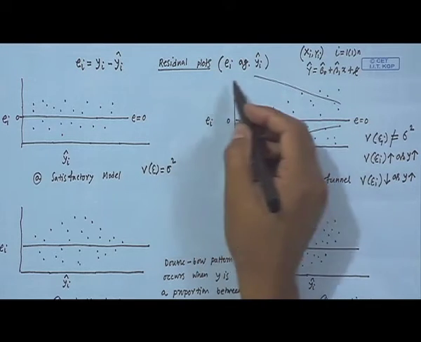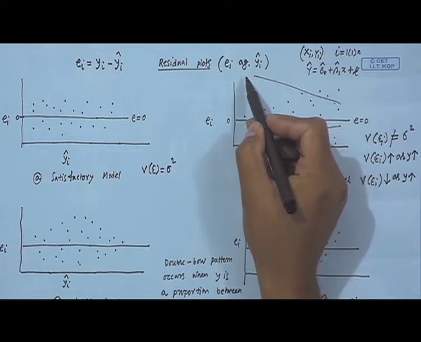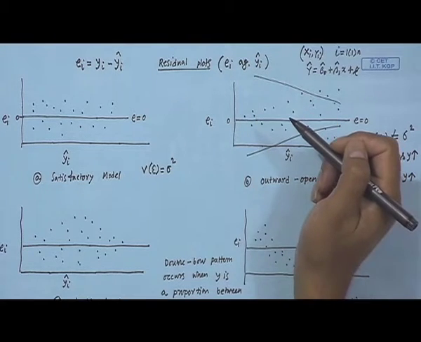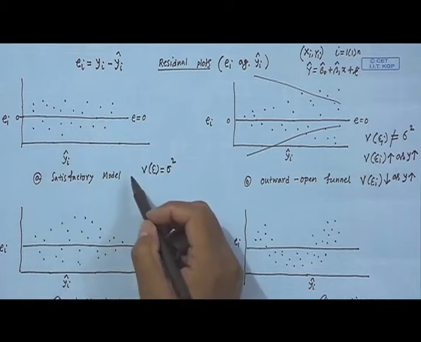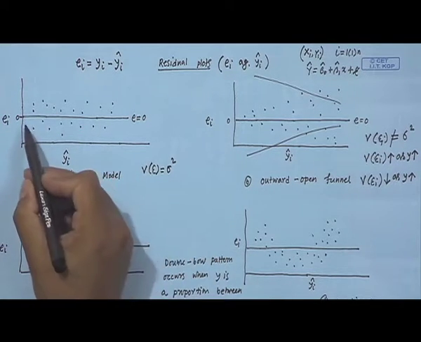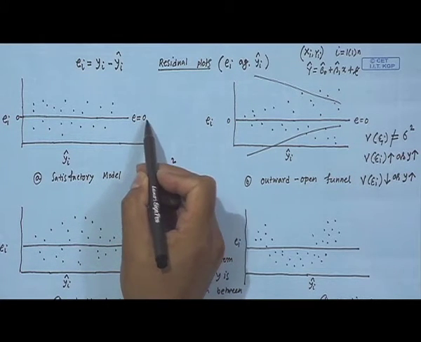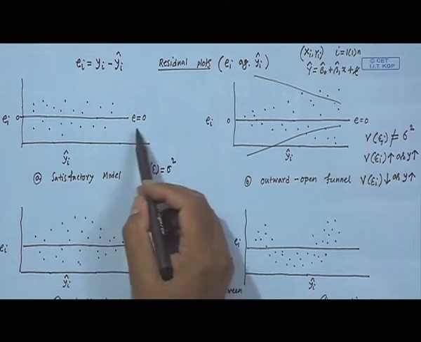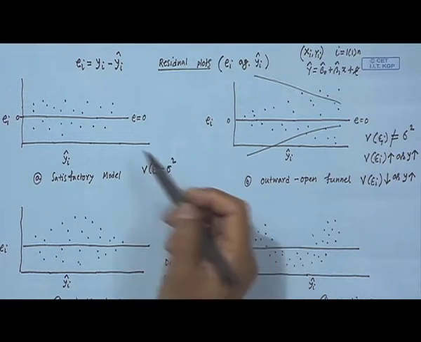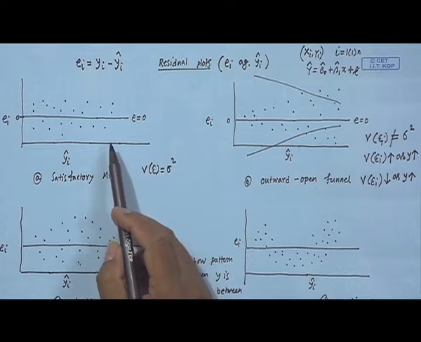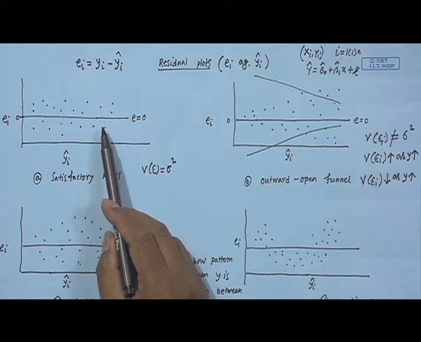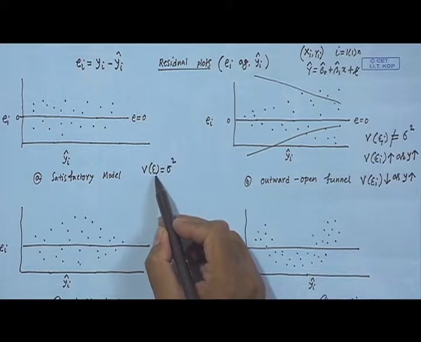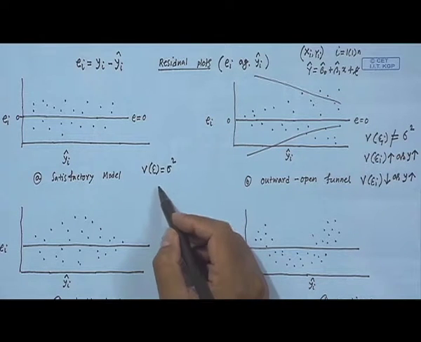Now, what is a residual plot? A residual plot is the plot of the residual e i against the fitted response y i hat. So, here is the scatter plot of the residuals against the fitted response, and this is the line e equal to 0. If you see the residuals are sort of centered about the line e equal to 0, then the model is a satisfactory model. And this sort of plot suggests that the assumption variance of epsilon is equal to sigma square is satisfied.